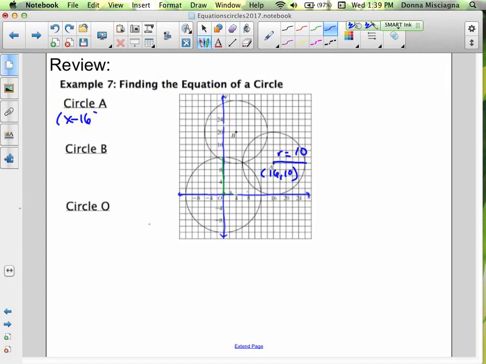X minus 16 squared plus Y minus 10 squared equals 10 squared. And then we just square the 10, right? So we just replace the h in our equation with the x coordinate for the center, and the k in the equation with the y coordinate for the center, and then r is the radius, and we just square it. And that's all there is to write in the equation of a circle.